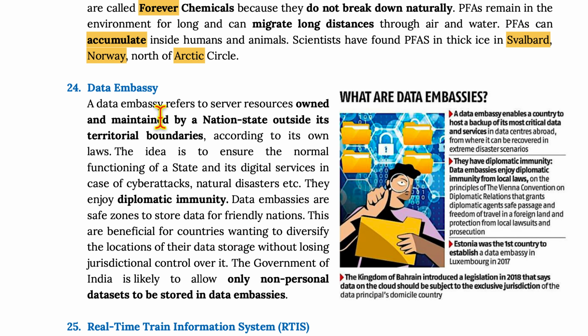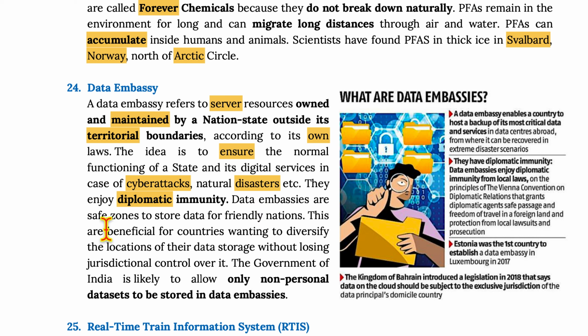Data embassy. A data embassy refers to a server resource owned and maintained by a nation state outside its territorial boundaries, according to its own law. The idea is to ensure the normal functioning of a state and its digital services in case of cyber attack, natural disaster, etc. They enjoy diplomatic immunity.